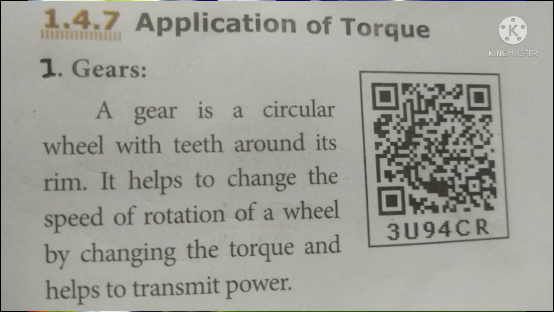There are different types of gears, isn't it? First gear, second gear, third gear, fourth gear, fifth gear. Usually five gears are there in cars. Students, you have to mark in your book. Application of torque, first application: gears. A gear is a circular wheel with teeth around its rim. It helps to change the speed of rotation of a wheel by changing the torque, and it helps to transmit the power.